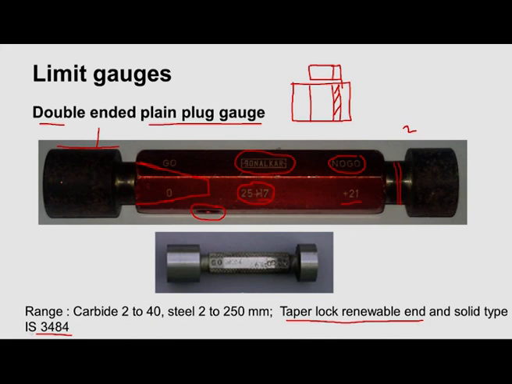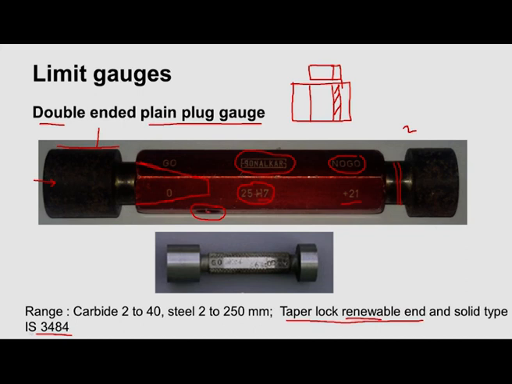So what we have to do is press this gauge into the taper in the handle so that it gets fixed into the handle. Then how do we remove it? Say after some time this is worn out and we want to replace it with a new one. So that is why it is called renewable end.